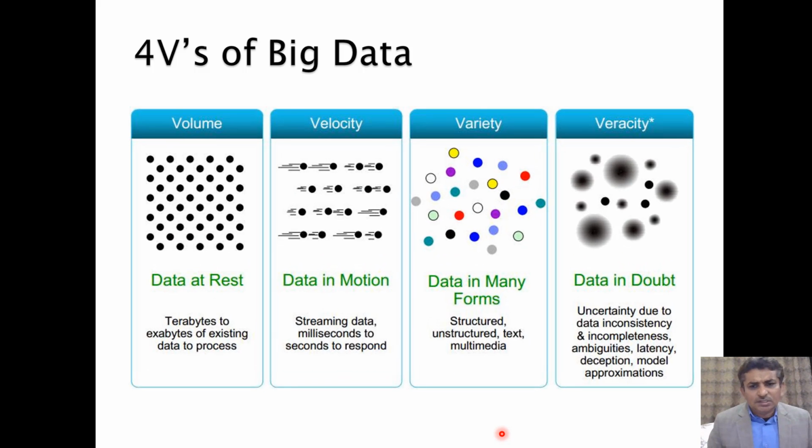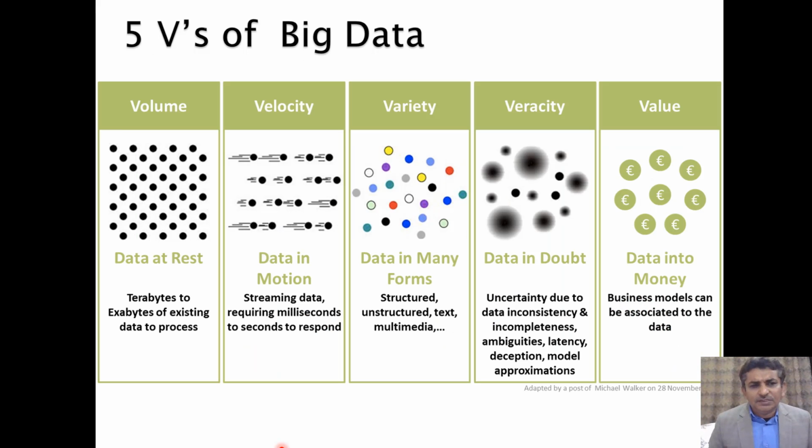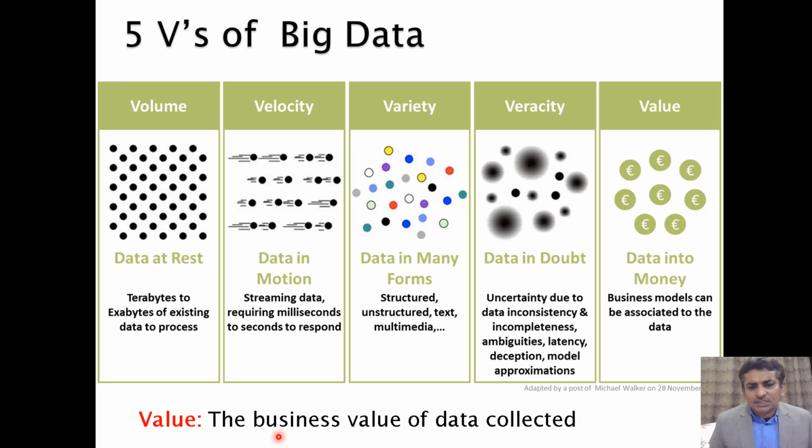Data can be described using four V's. The fourth V of big data is veracity. Veracity is the degree to which data is trusted. If data is not trusted, then we may not use it properly or may not get benefit from it. The fifth V of big data is value. The value shows the business value of the collected data. If we know the value of the data, then we can convert the data into money. If data is important, it can be transformed into money.